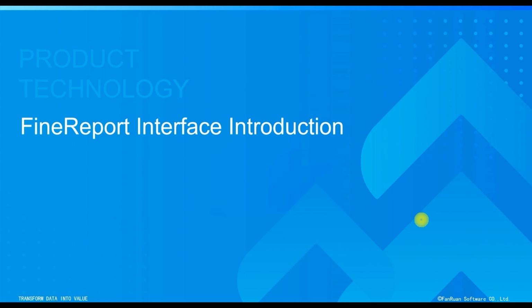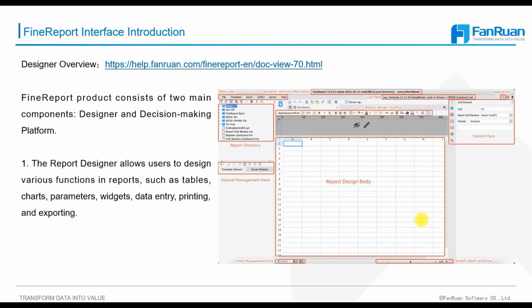In this section, we will mainly introduce the interface of FineReport. It mainly includes two parts, designer and decision-making platform. In Designer, you can utilize various functions in reports such as tables, charts, parameters, controls, data entry, printing, and exporting. You can see the interface of the Designer in the right figure. Now you can open your Designer and see its interface.